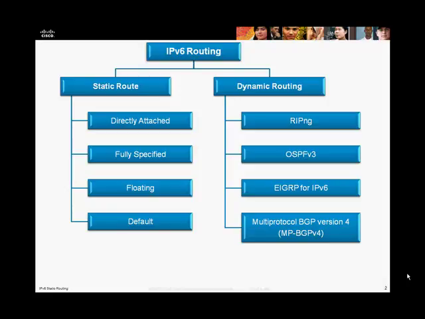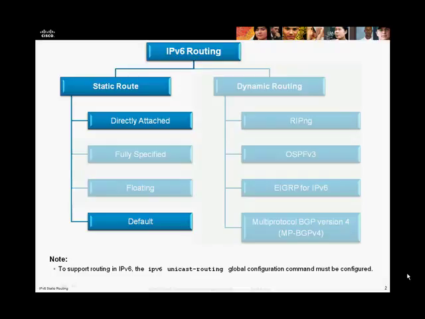It should be noted that the ipv6 unicast-routing global configuration command needs to be configured regardless of the IPv6 routing solution implemented. In this lesson, we will configure a directly attached IPv6 static route and an IPv6 default static route.